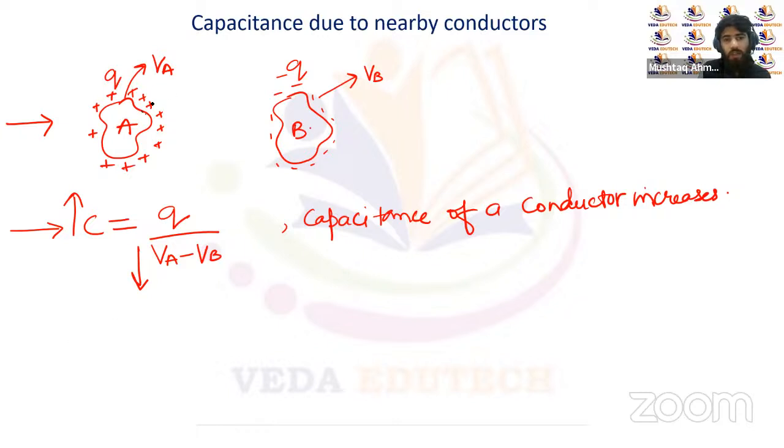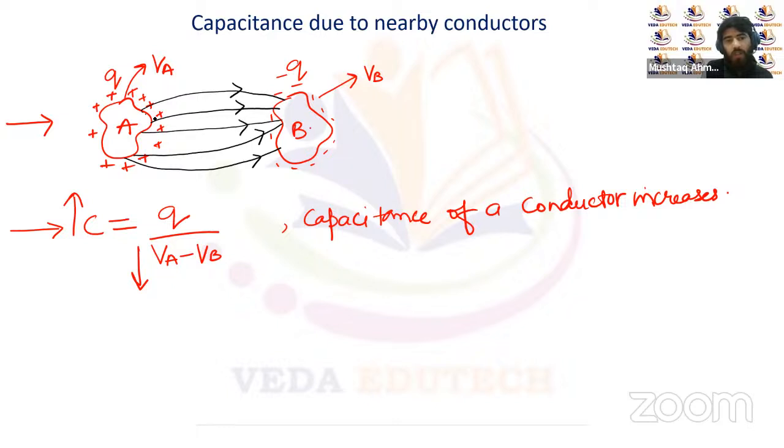So the electric field lines will originate from this positively charged conductor and terminate on this negatively charged conductor, right? Or we can say the net capacitance here increases. The net capacitance increases here, right? So the total capacitance, because of the presence of another negatively charged conductor, increases.